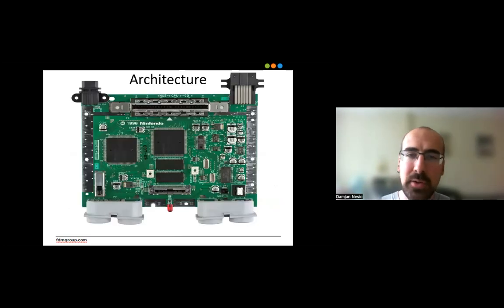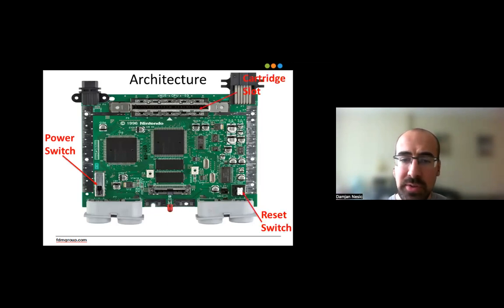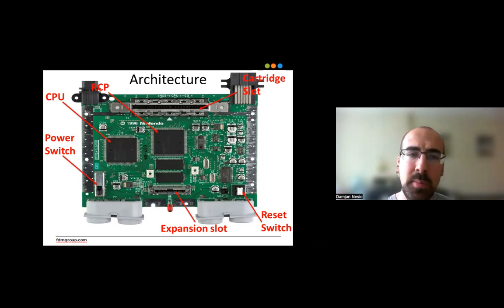Okay, we'll take a brief look at the Nintendo 64 architecture. It has a power switch, the reset switch, the cartridge slot, of course, the expansion slot. It has one CPU, but then it also has the Reality Coprocessor, the RCP. So it actually has two different chips, which was kind of like one CPU and one GPU almost, but the RCP was for very specific tasks.